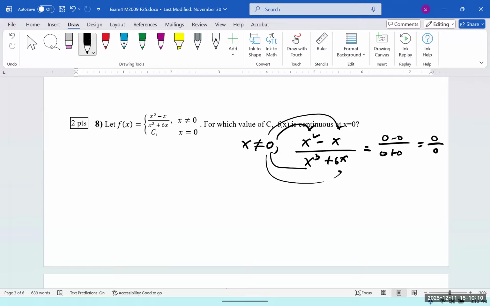So what type of problem do we have? 0 over 0. What's the solution for a 0 over 0 problem? Modify. So how are you going to modify this function?